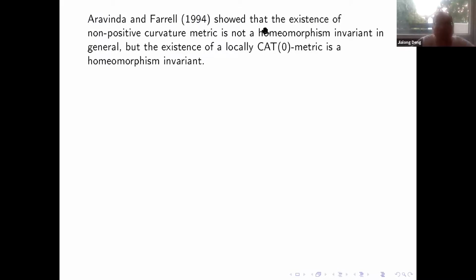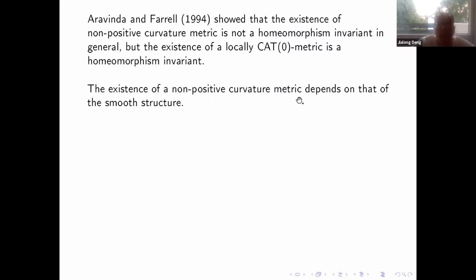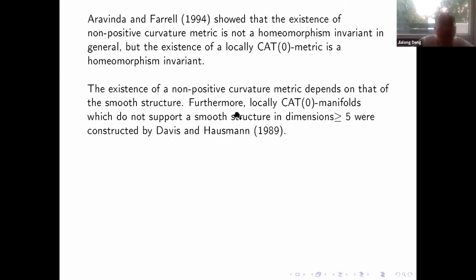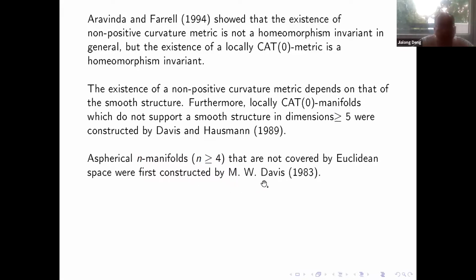Ontaneda and Farrell showed the existence of a non-positive curvature metric is not a homeomorphism invariant in general, but existence of a locally Cartesian metric is a homeomorphism invariant. That means that the non-positive curvature metric depends on the smooth structure. Furthermore, Davis and Hausmann constructed locally Cartesian manifolds that do not support smooth structures. So we can see that a locally Cartesian metric is purely topological. And Michael Davis constructed an aspherical n-manifold that's not covered by Euclidean space. And if the manifold admits non-positive curvature, then the universal cover must be Euclidean space.